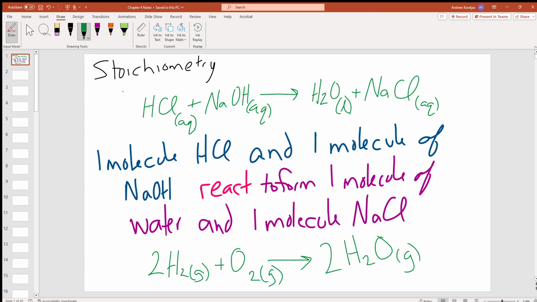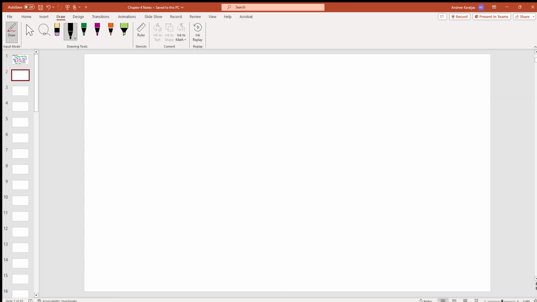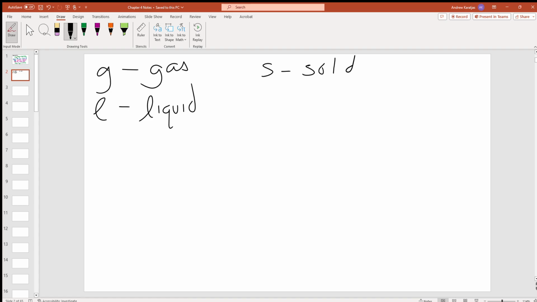Now, just very quickly, we have these items here, and so let's define those before we move on to the next step. G tells us that the substance is a gas, L is a liquid, S is a solid, and AQ means it's in an aqueous solution. So that's all good.